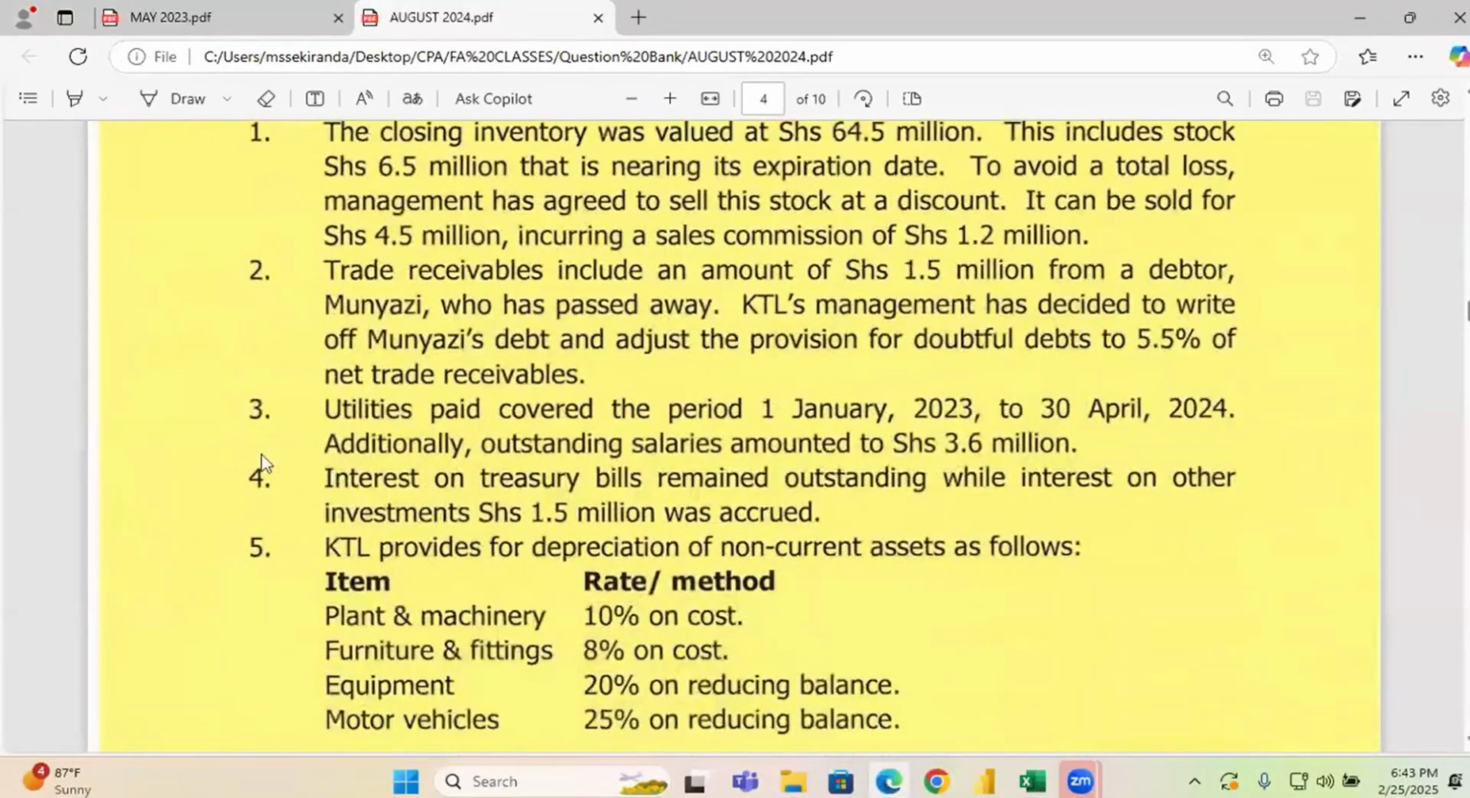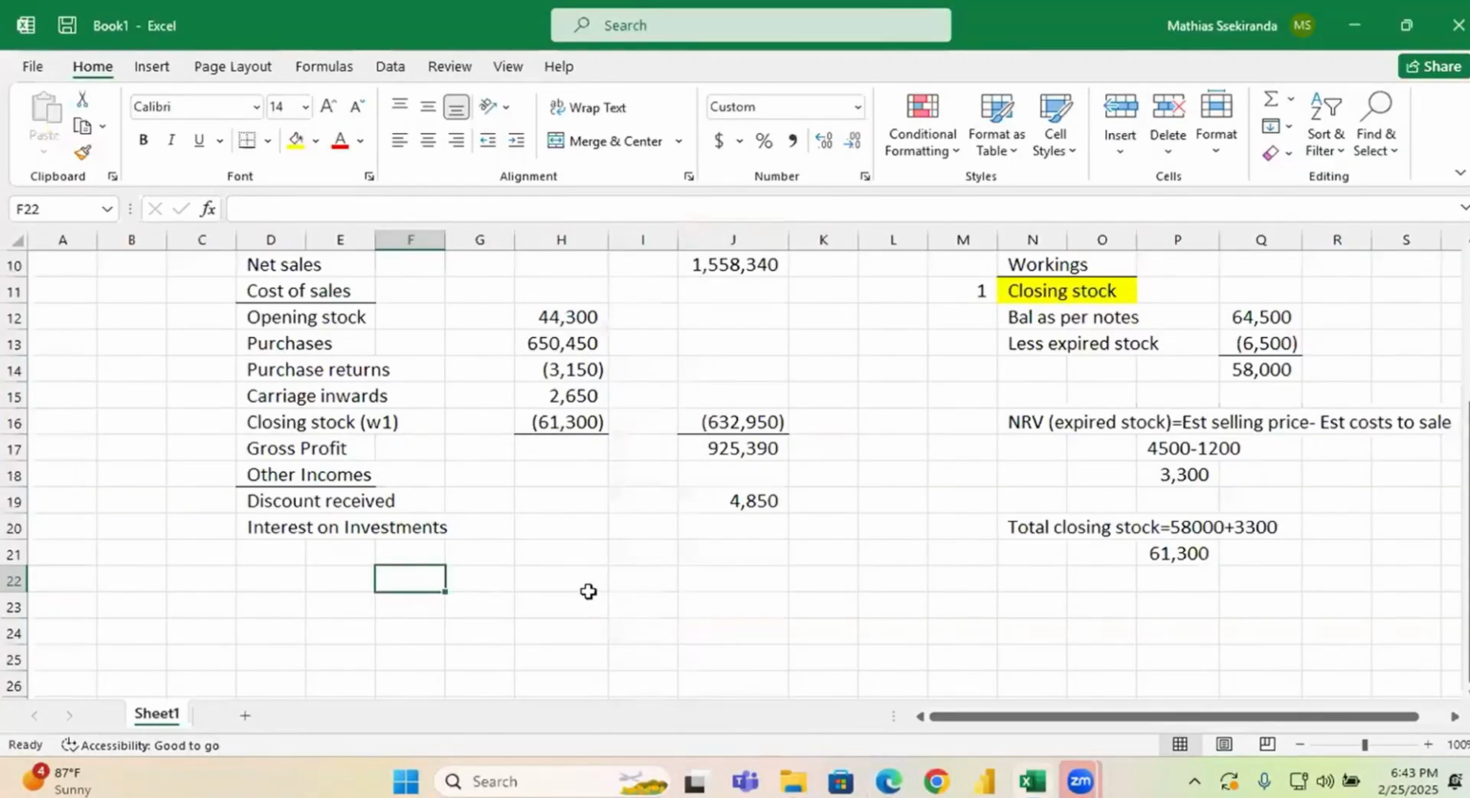We saw a note on interest on investment. It is note number 4. Interest on treasury bills remained outstanding, while interest on other investments, 1.5 was accrued. Okay? So interest on other investments, it's 1.5 was accrued. Accrued income is always an asset, okay? I think we can now understand accruals and prepayments. Accrued income is always an asset, okay?